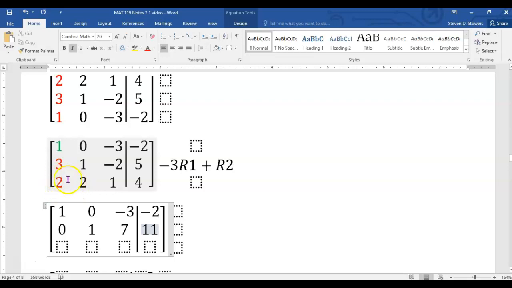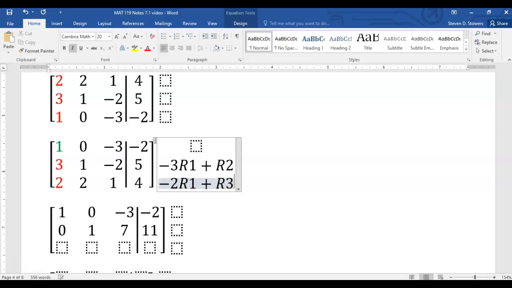Now, what about down here? There's a 2 where I want there to be a 0. How can I kill off a 2? What can I add to a 2 to turn it into a 0? Well, the natural enemy of the 2 would be the -2. Where am I going to get a -2 from? I'm going to take -2 times what's in row 1, and then I can add that to row 3. So I'm taking -2 times row 1 and adding that to row 3.